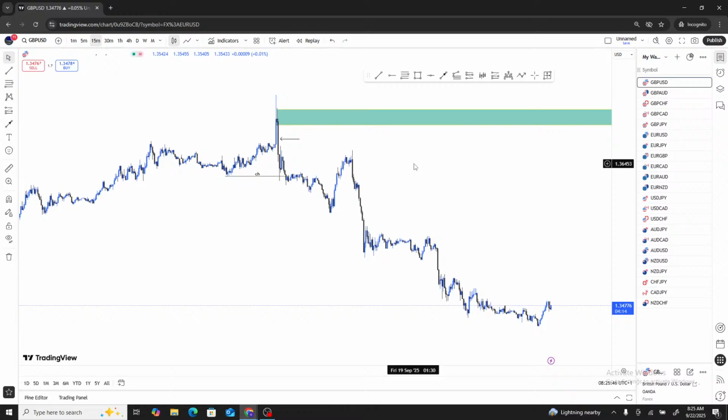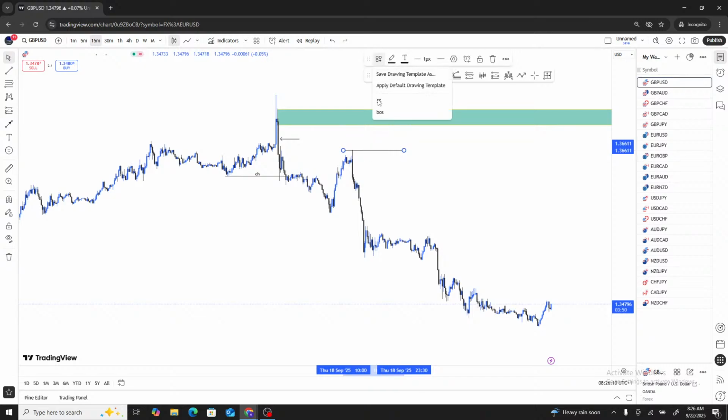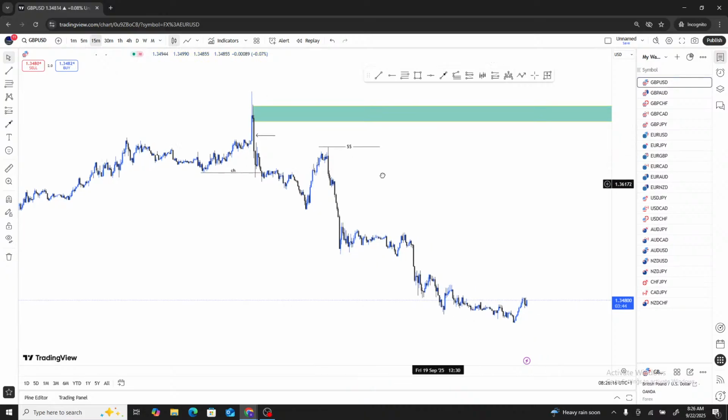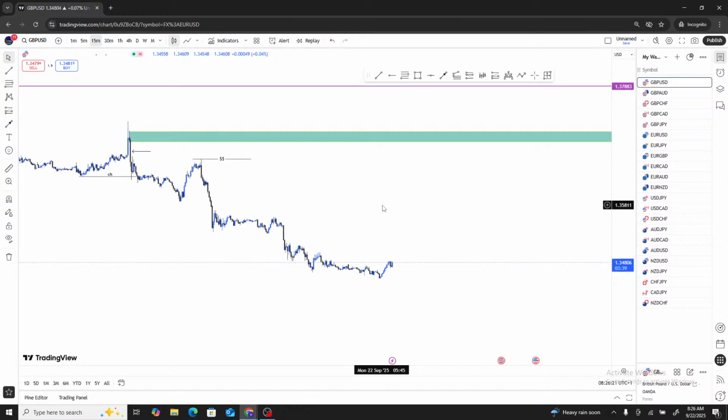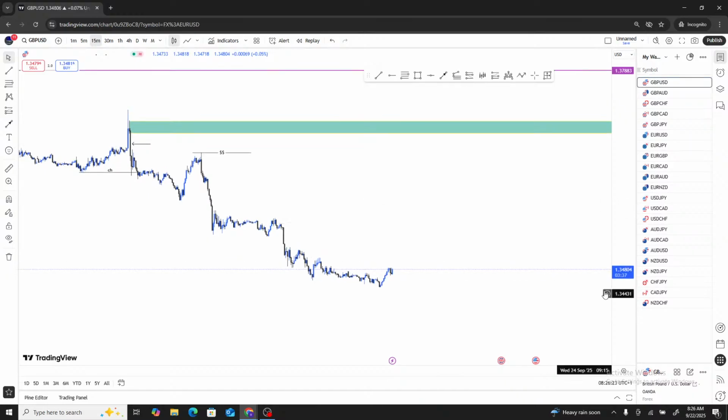I'm waiting. What is the next confluence we look out for? We look out for liquidity before our order block. As you can see, this level can serve as liquidity. It is the liquidity for this zone.